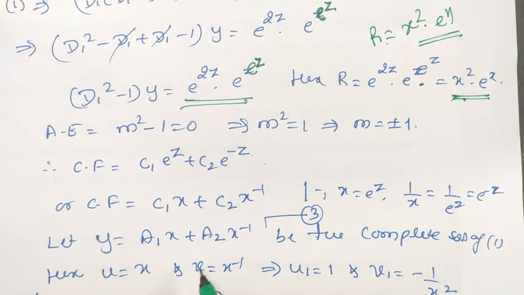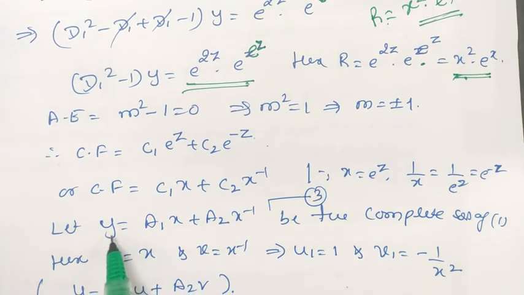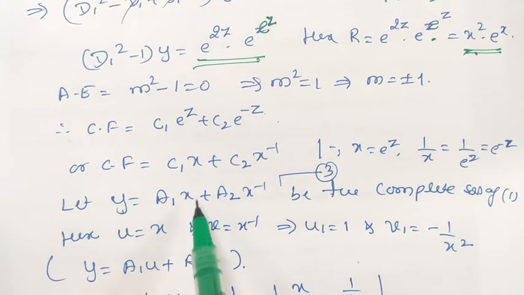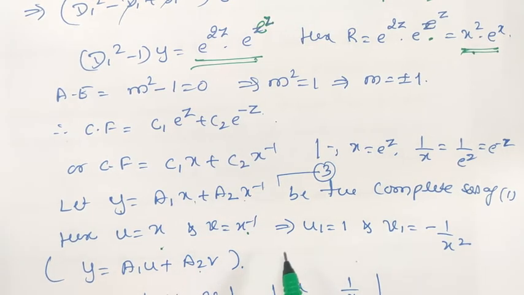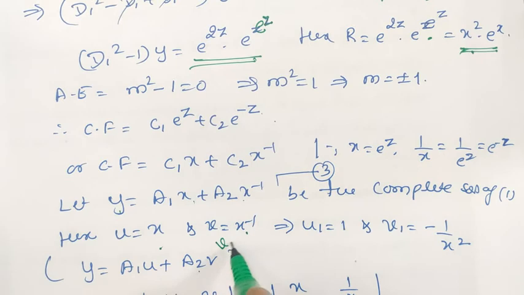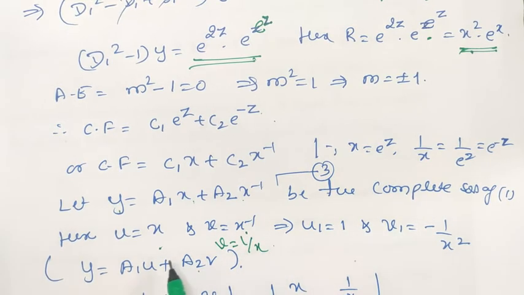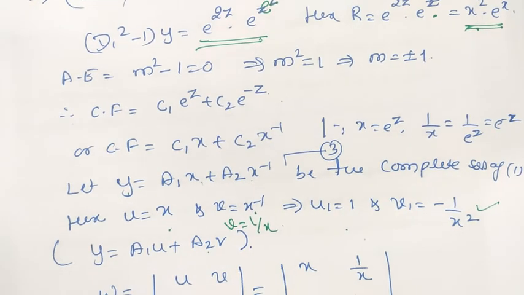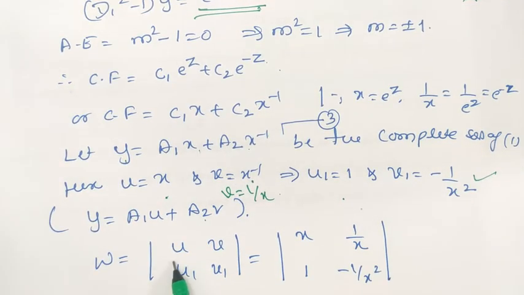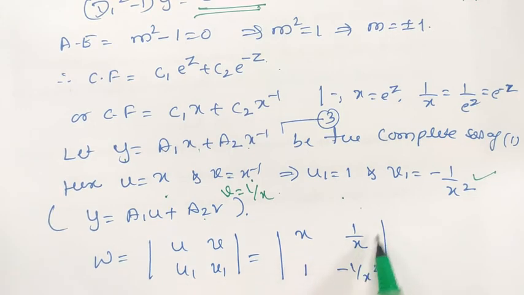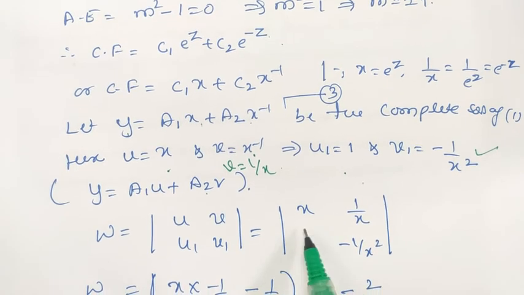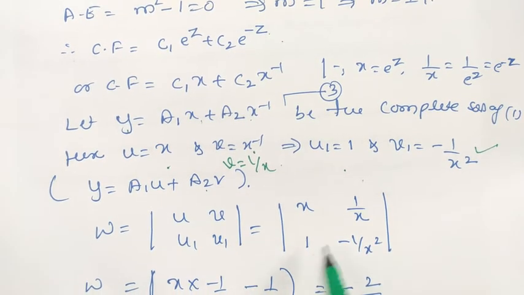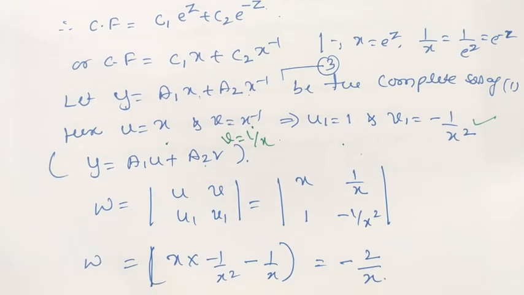So y is in the form of a1 u plus a2 v. Here u is x and v is 1 by x, or x to the power of minus 1, both are the same. You know the derivative of x is 1 and the derivative of 1 by x is minus 1 by x squared. So now we find W, the determinant of u, v, u1, v1. So it is x, 1 by x, 1, minus 1 by x squared, cross multiply. So it is x into minus 1 by x squared, which is minus 1 by x, and minus 1 by x, it is minus 2 divided by x.